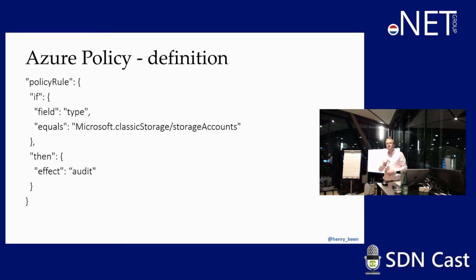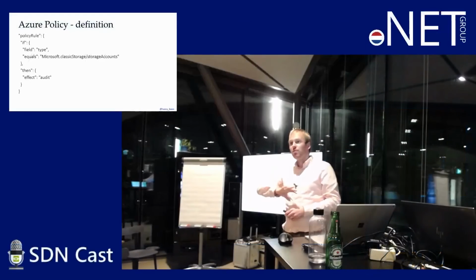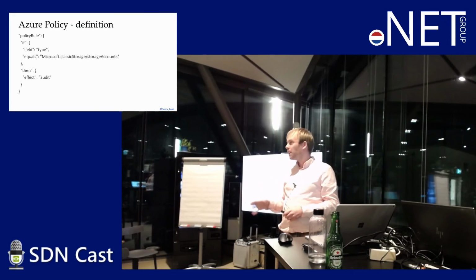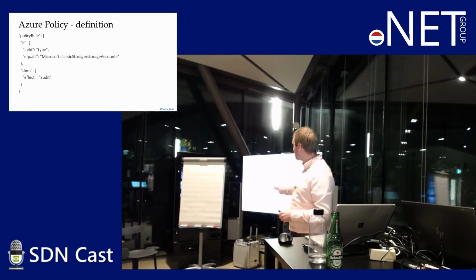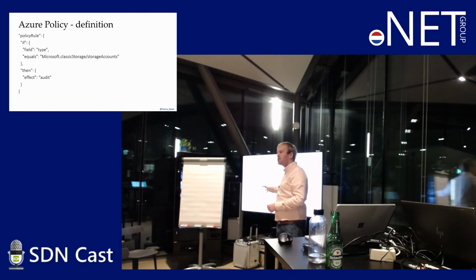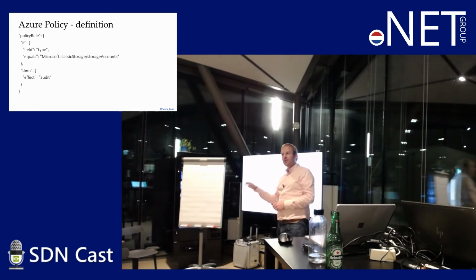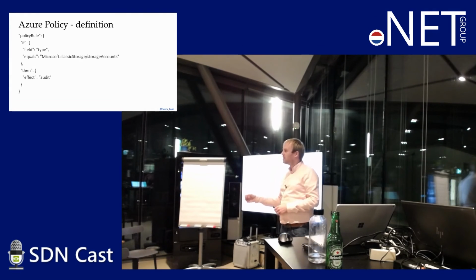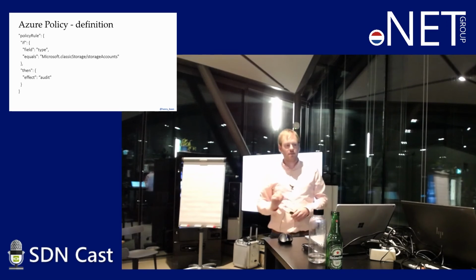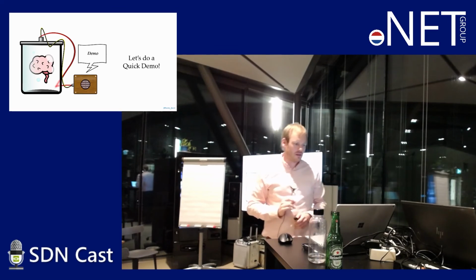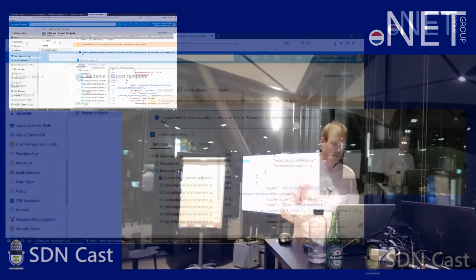But instead of audit, I can also write deny, which just means that when somebody tries to create such a thing, in the portal it's going to say denied. If you're going to deploy an ARM template, it's going to fail. And there's the third option, which is actually deploy if not exists. And then it allows you to point to another template, so you can trigger a new deployment whenever a certain condition is met. And that's the final thing that I wanted to show you.